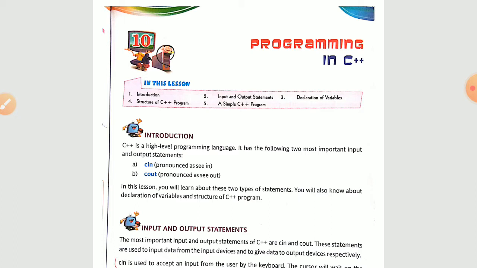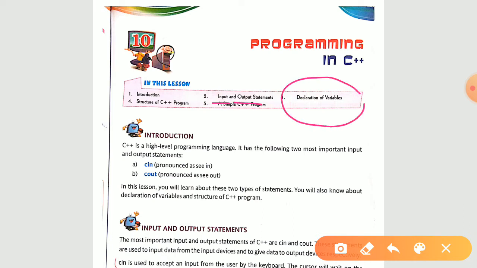Particularly in this chapter we are going to see how we are going to take these inputs, how we are going to provide you the output, what a declaration of variable means, what the structure of a C++ program is, and lastly we will be writing some simple and small C++ programs.